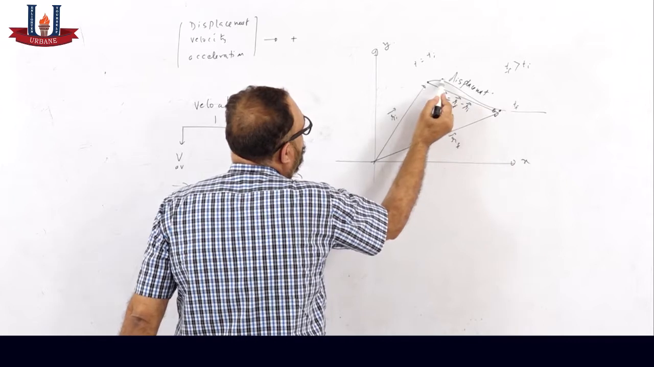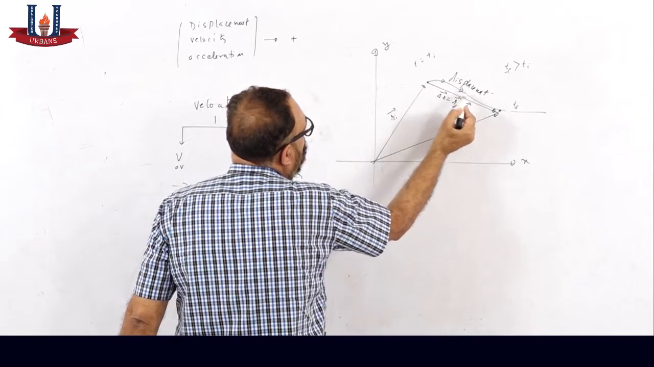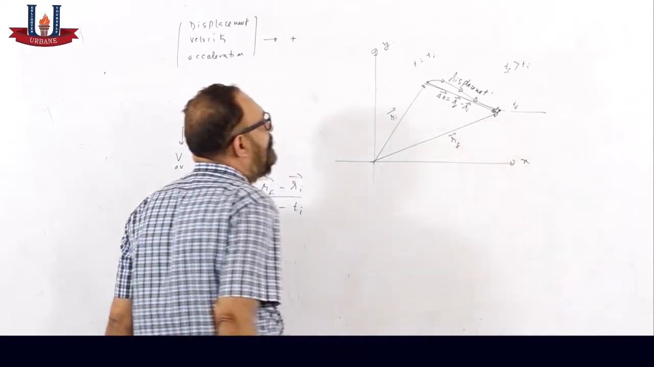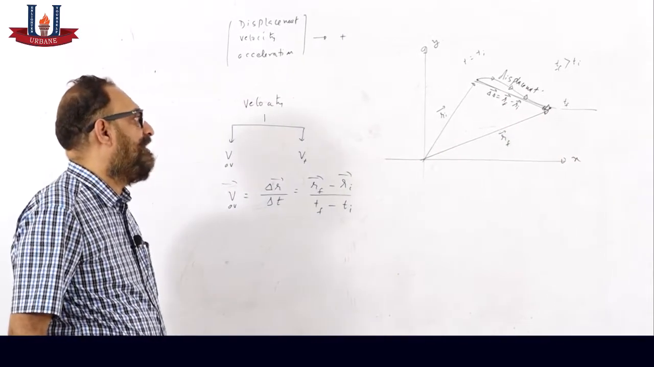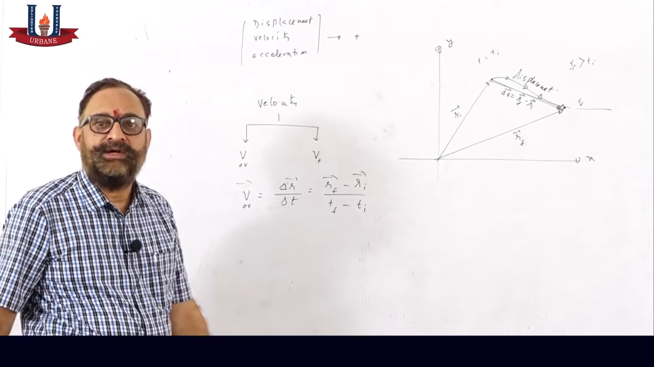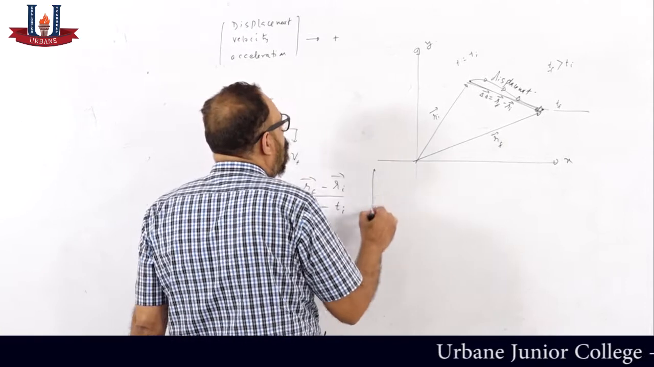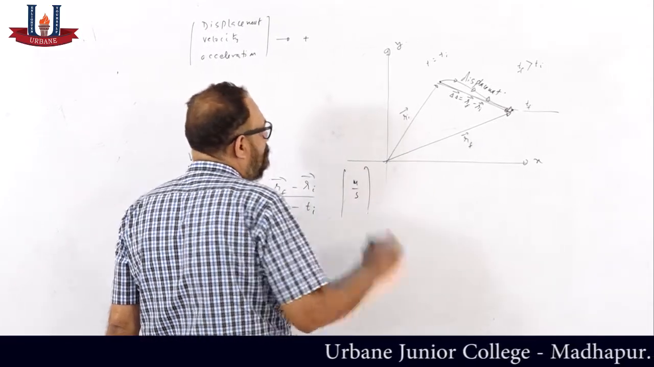The particle might have traveled along this curve, but we say the displacement is the shortest path from the initial position to the final position, and that's what we use to get the average velocity. The units of this is meter per second.